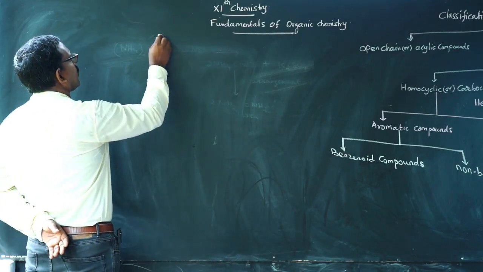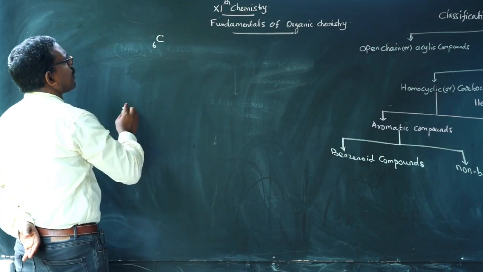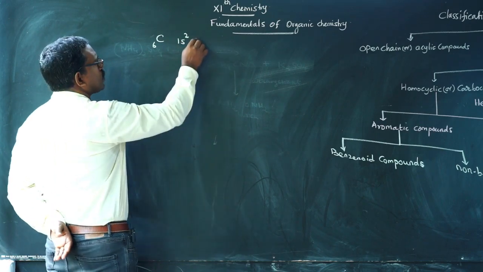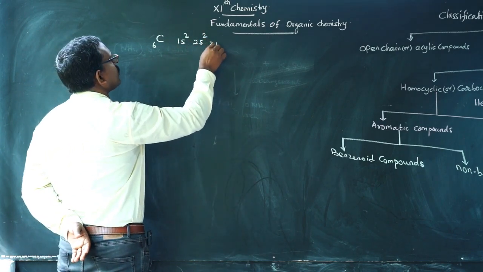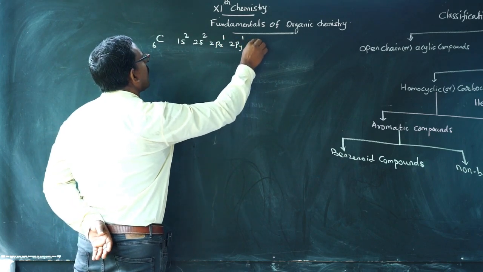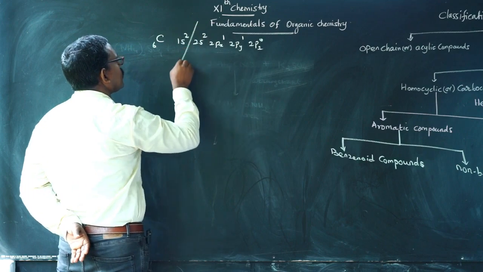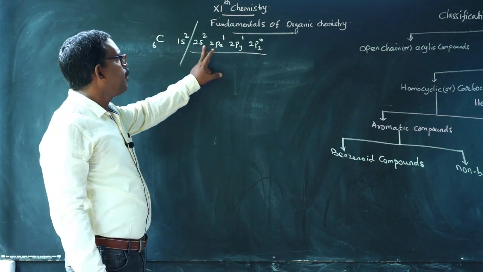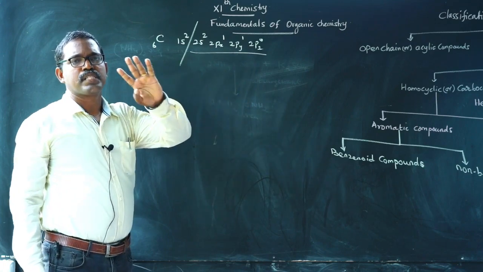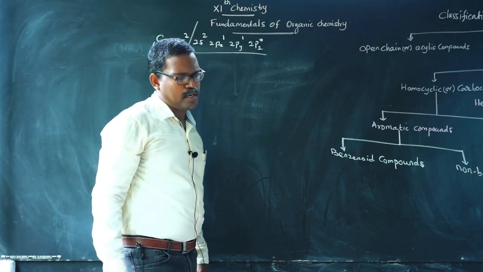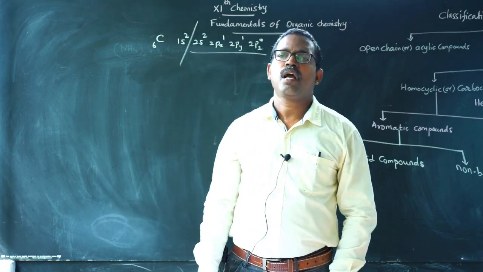We know that carbon, atomic number 6, has the electronic configuration 1s2, 2s2, 2px1, 2py1 and 2pz0. Looking at this valence shell electronic configuration, there are totally 4 electrons present in the valence shell. Therefore, the valency of carbon is 4.